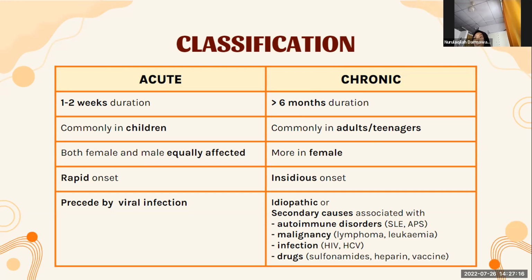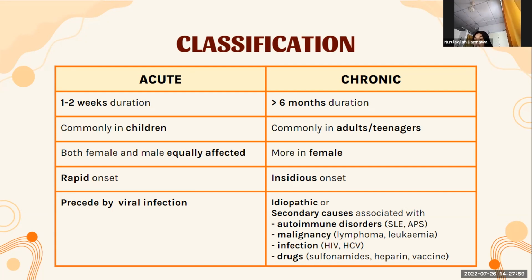For acute, usually the duration is about 1 to 2 weeks. However, for chronic, there is persistent thrombocytopenia which occurs for more than 6 months. Acute ITP commonly occurs in children, while chronic commonly occurs in adults or teenagers, more in females. While for acute ITP, it can equally affect both female and male. Acute presentation is rapid onset compared to chronic, which is insidious onset. And the acute ITP is usually preceded by viral infection, where the majority give a history of viral infection about 2 to 4 weeks before.